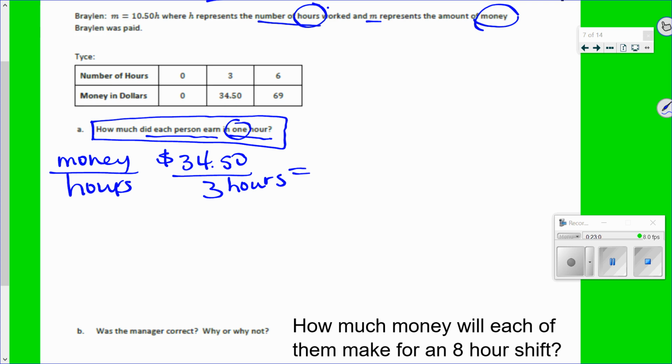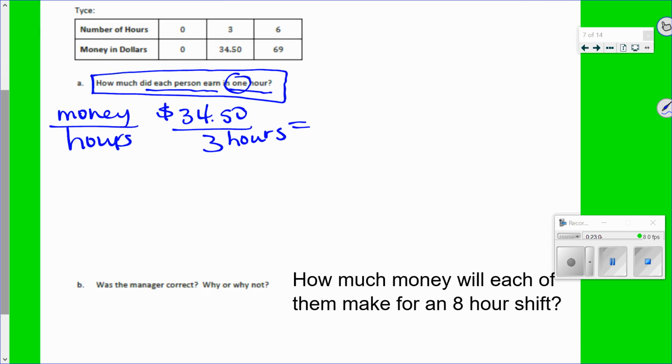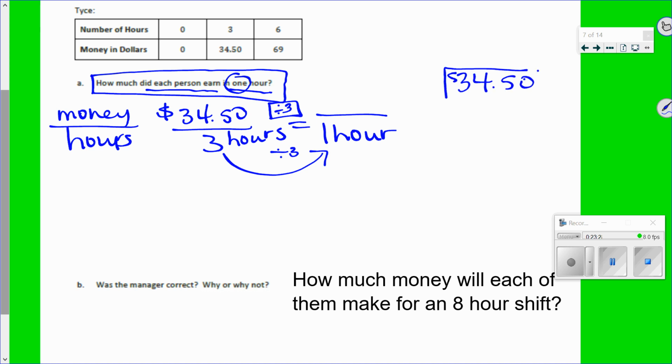What am I trying to find, Mary? How much money he gets in 1 hour. My unit rate, right? How much per 1 hour does he get paid? So how did I go from 3 to 1? Divide by 3. That's my mystery box right here. So what is $34.50 divided by 3? We're going to 3 one time. I got my 4 one time.